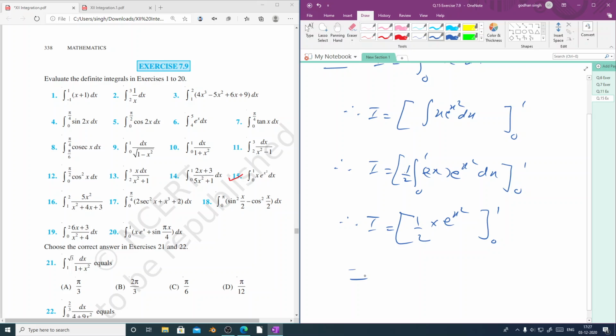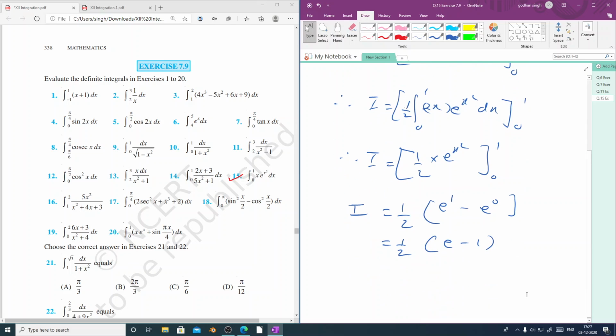Now we will put the value. Therefore I equal to, putting the upper limit first. So we will be getting half is constant, so it will remain as it is. Here we will be getting e raised to 1, so x square is 1, and minus e raised to 0, so equal to half e raised to 1, that is e, minus e raised to 0 is 1. So the answer is half into e minus 1. So this is the answer of question number 15.